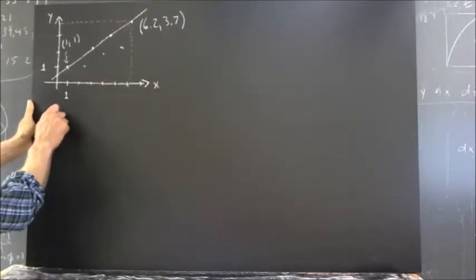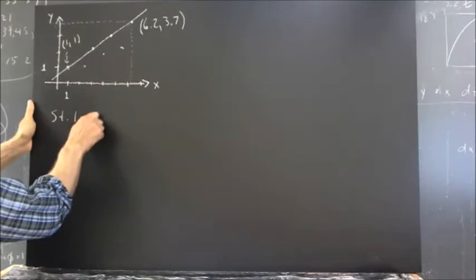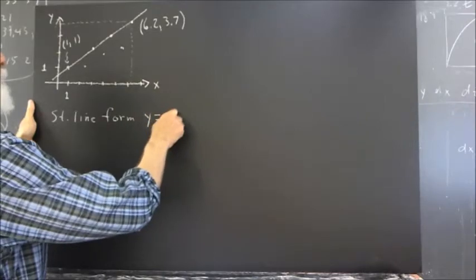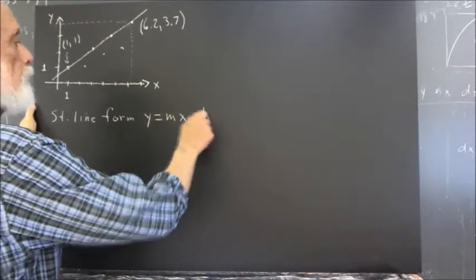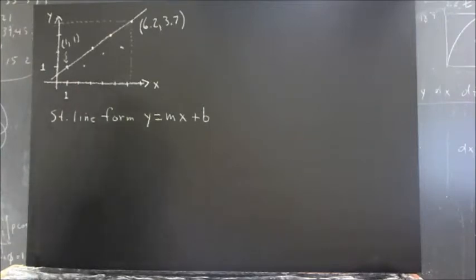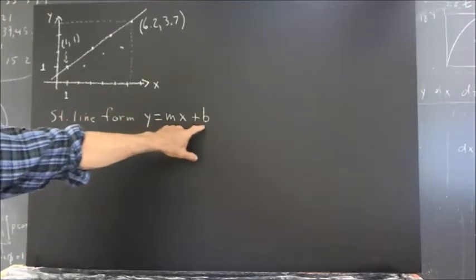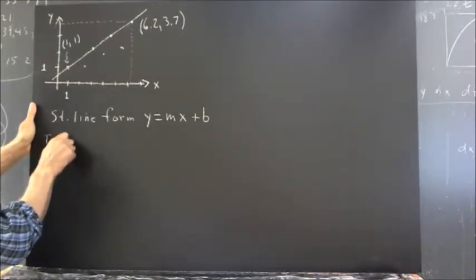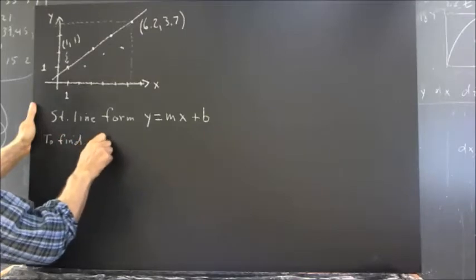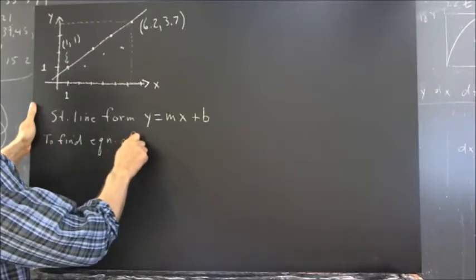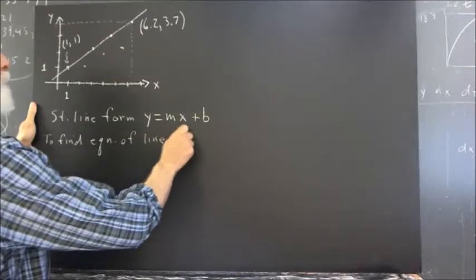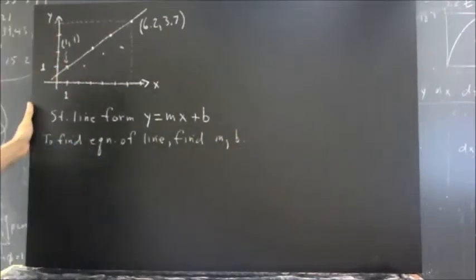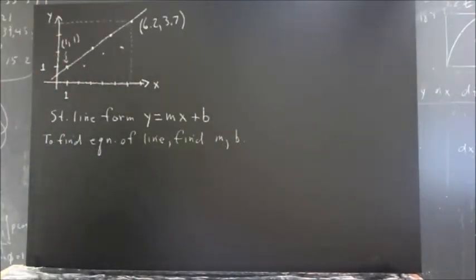We know that a straight line has the form y equals mx plus b. And to find the equation, we just have to find the values of m and b. Find the equation of the line. Find the values of m and b. Now, how can we do that?